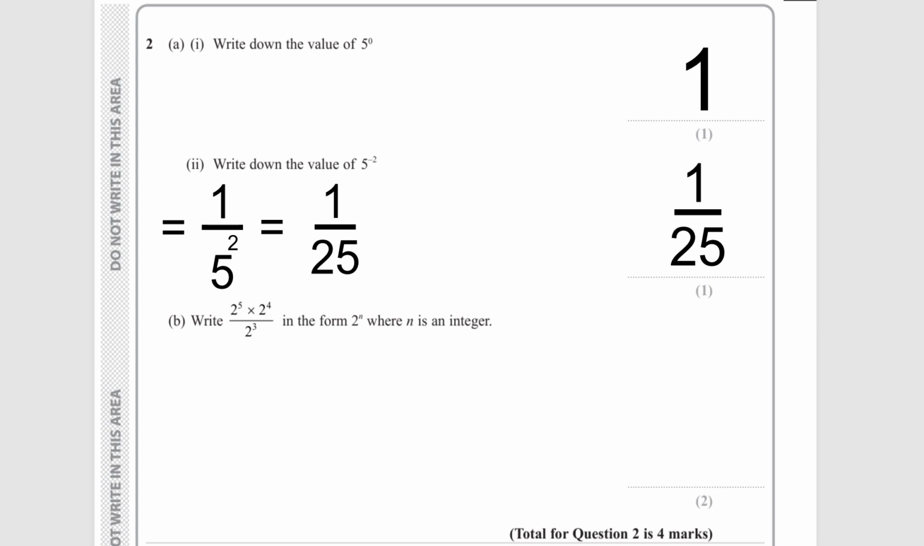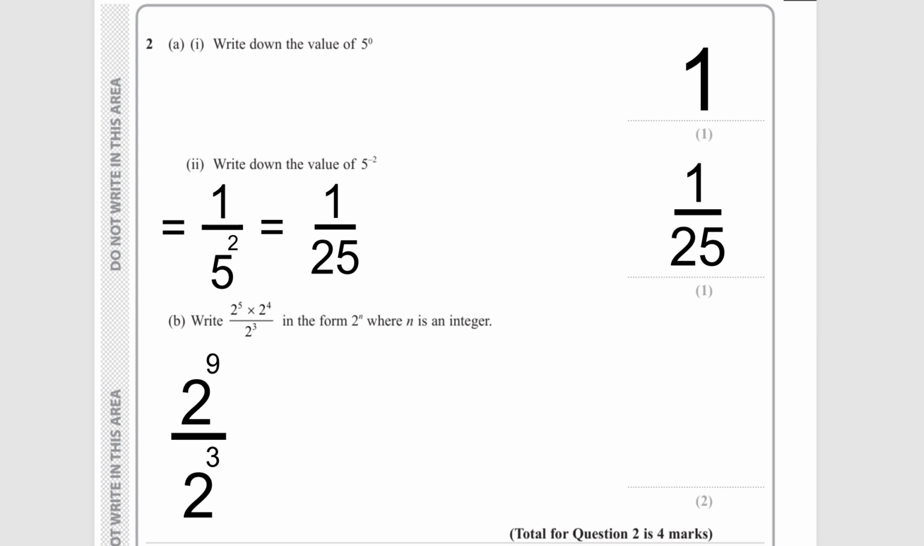to tackle the top part first. So we have 2 to the power of 5 times 2 to the power of 4. Now when you have things in this format, so in this case we're working with 2, when you have 2 of the same things with 2 different powers, you can just add the powers. So we have 2 to the power 5 times 2 to the power 4. We can just add them together to get 2 to the power 9.